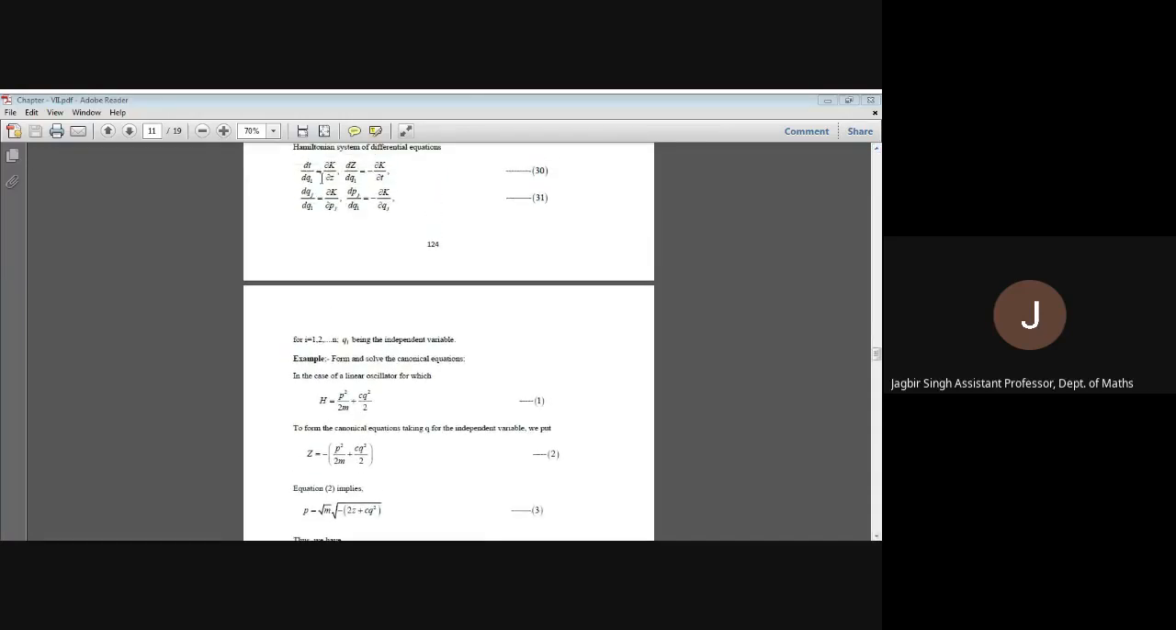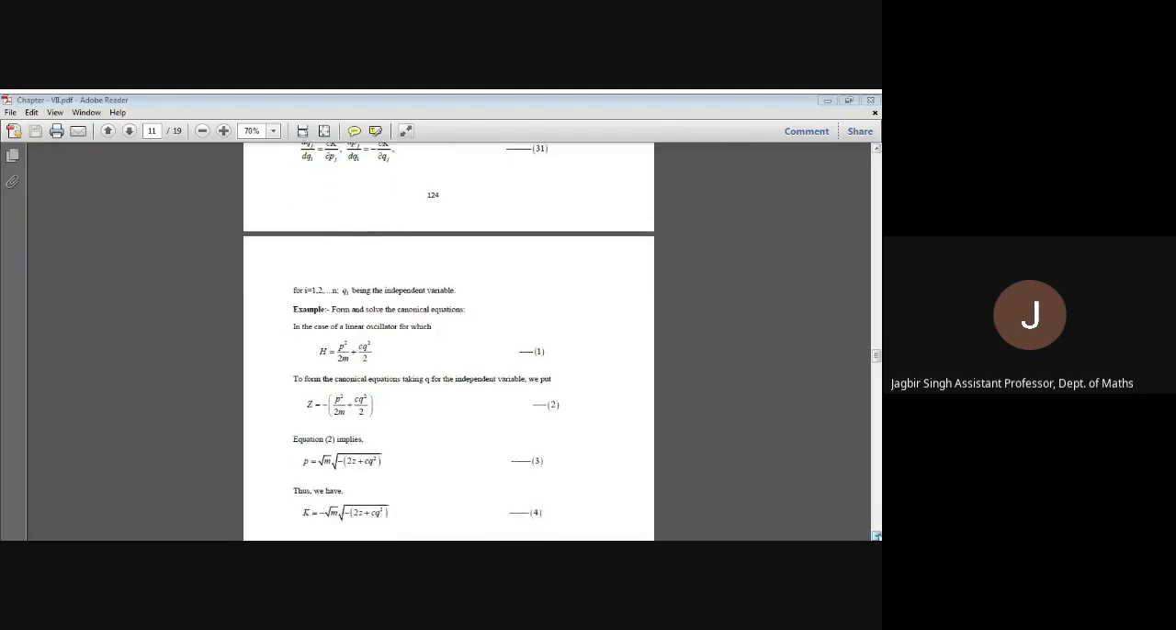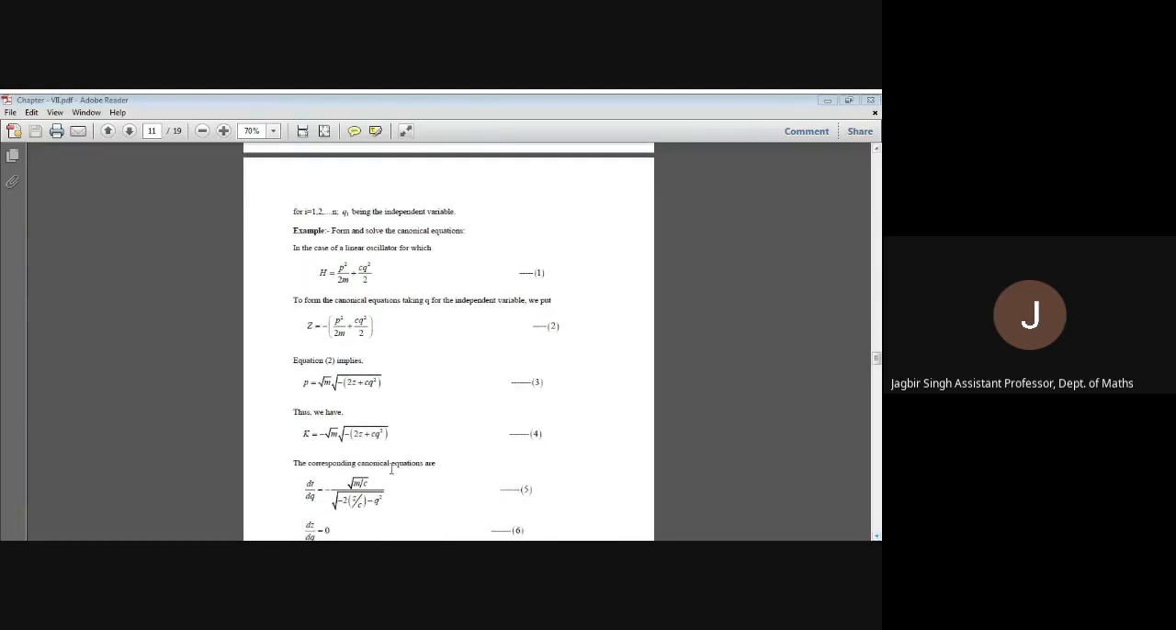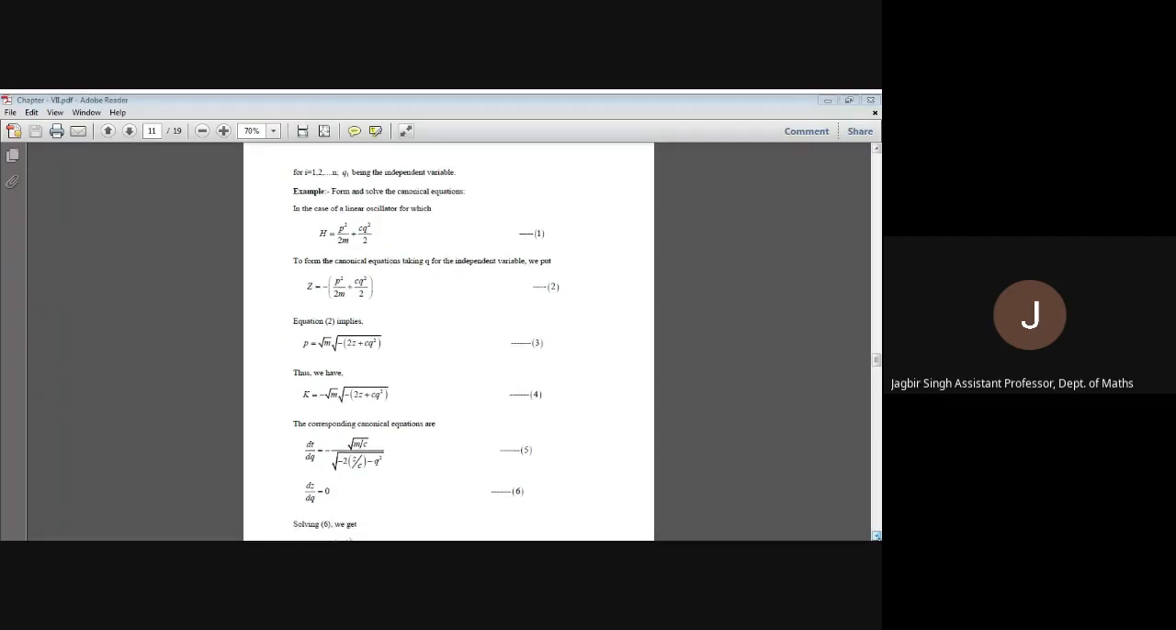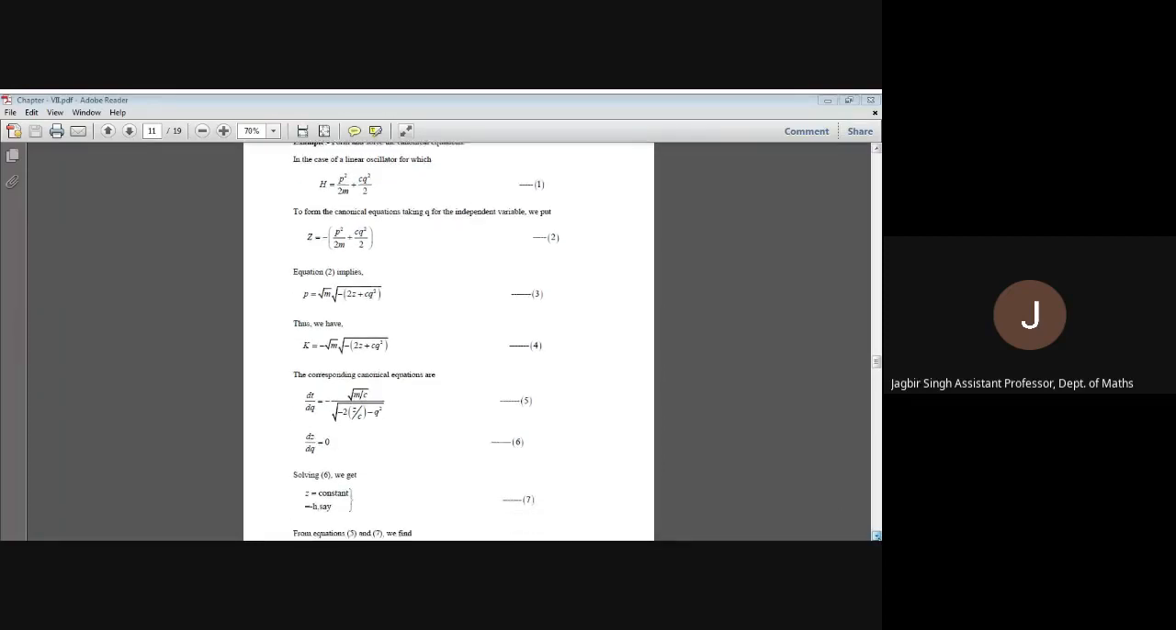Yes, dt by dq will be equal to curly k by curly z. So we find the partial derivative of k, as shown in equation number 4, with respect to z, and equation number 5 is obtained. And dz by dq will be 0, using again equation number 3.